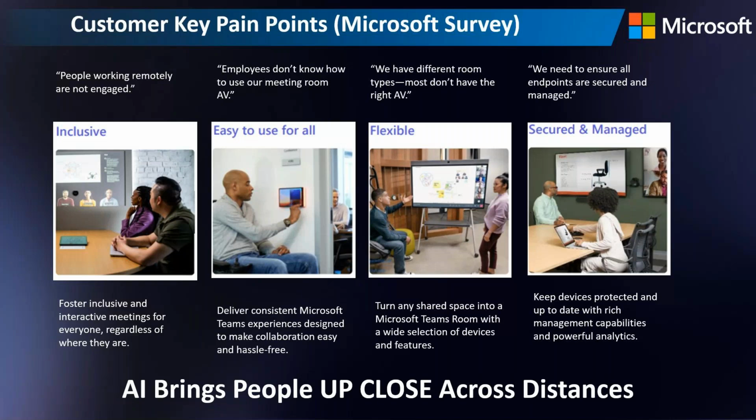We have different room types. Most don't have the right AV. Is it either a static room where you always have the same cable setup, or always the same table setup? Or is it a more dynamic room? Is it an open workspace? Do you use the room for board meetings, but also for a classroom kind of setup?